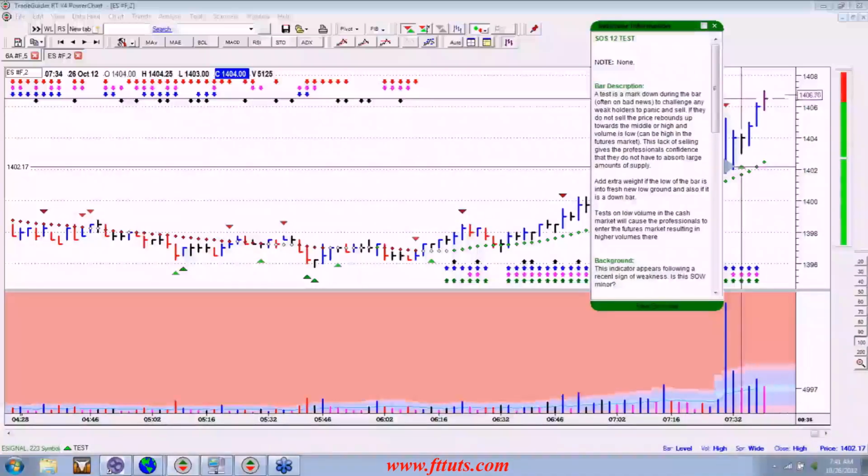But I was just curious looking at it. If you ever see a test immediately after a red arrow, then that's normally what it is, a sign of strength if you're in a full move up.